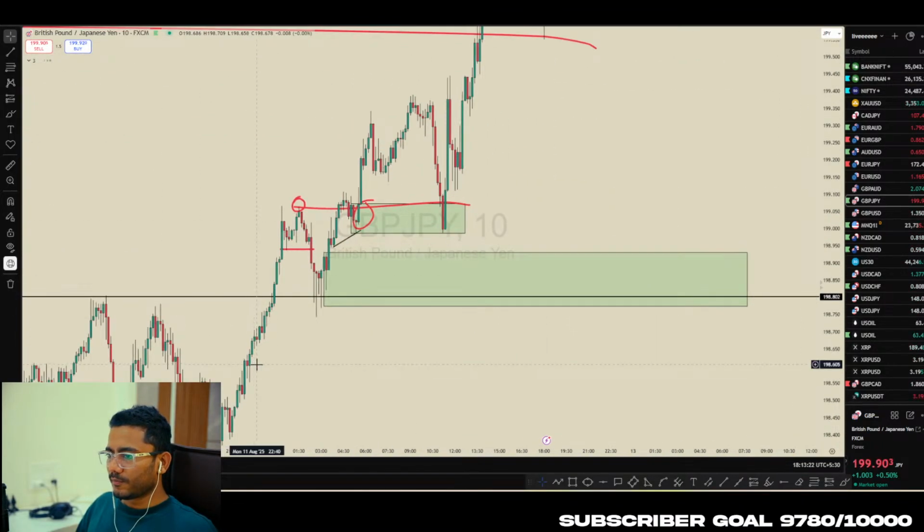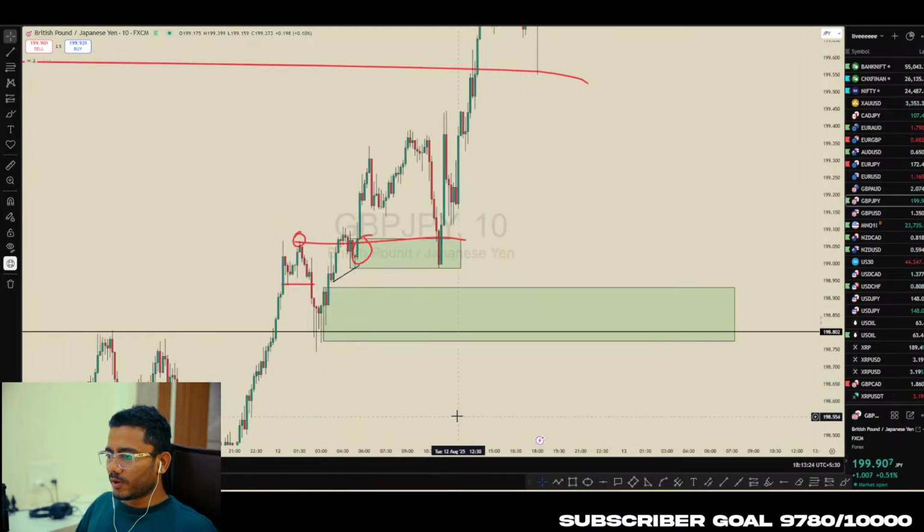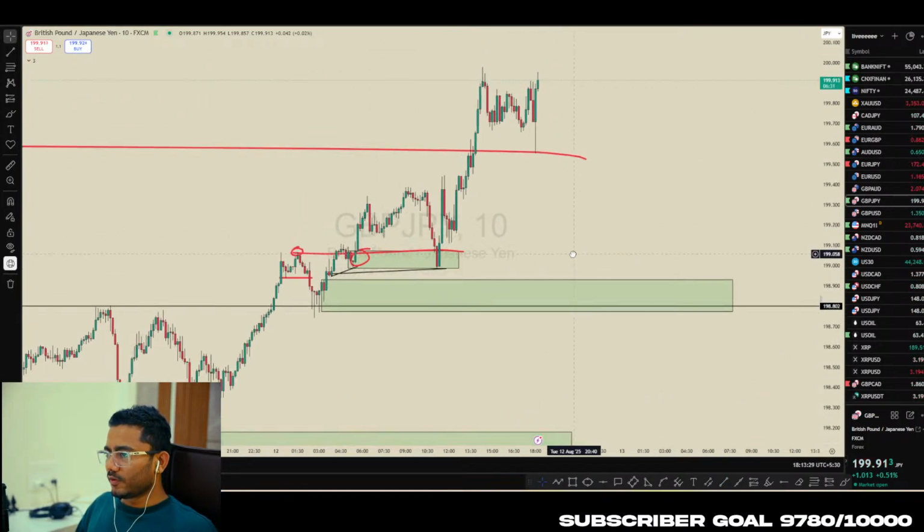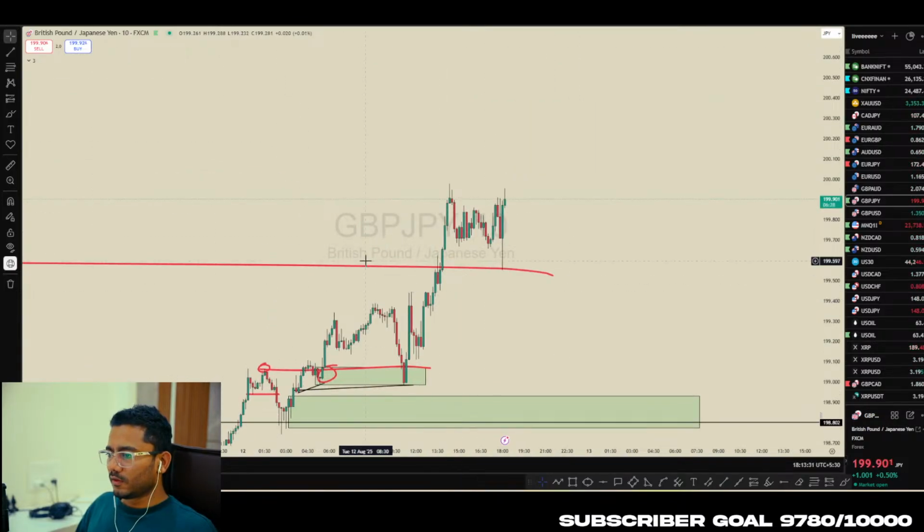If you go to lower time frame, we had this order block. Now price has created this trend line liquidity. So I don't think price will tap this area now. Let's see.